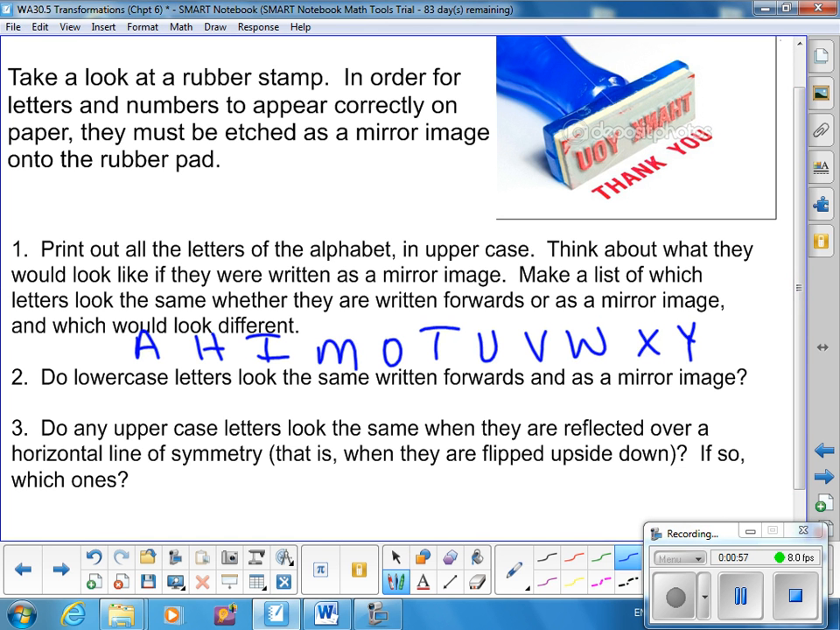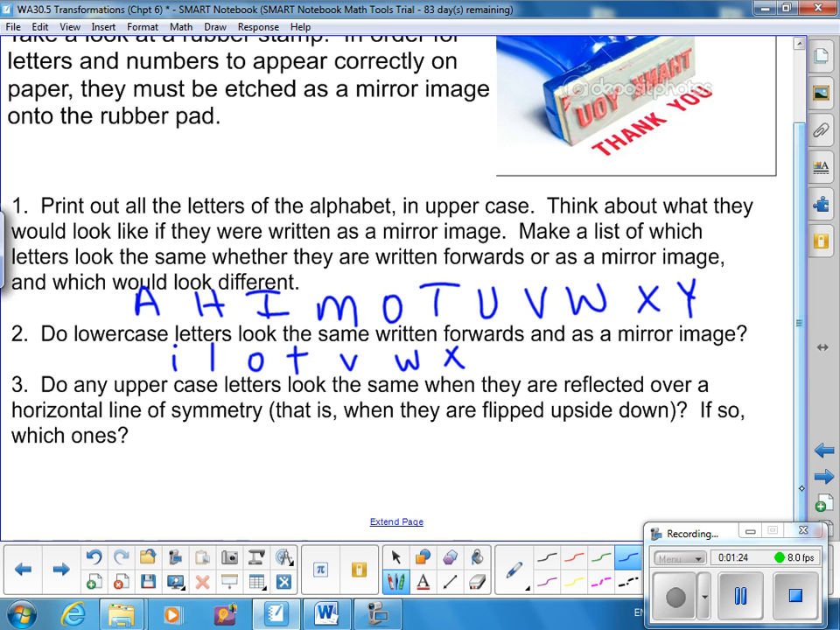Do lowercase letters look the same written forward or backwards? Well, that would depend on the font that you use. Some would be vertically symmetrical: I, L, O, T, V, W, and X. Do any uppercase letters look the same whether they're reflected over the horizontal line of symmetry? Now we're talking vertical here, so if A is reflected vertically, it still looks like A.